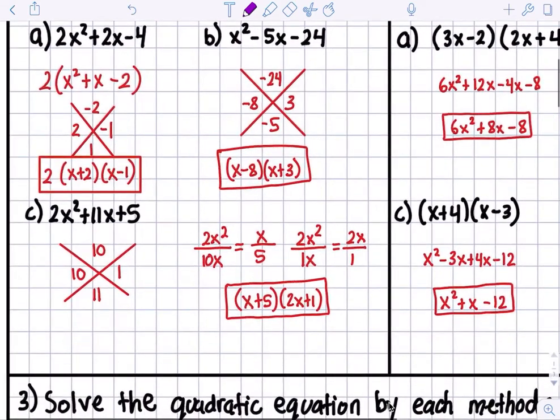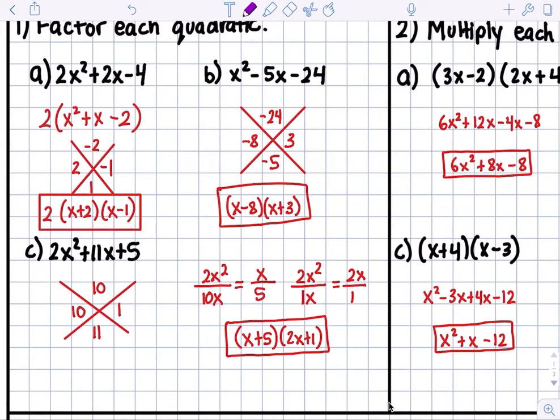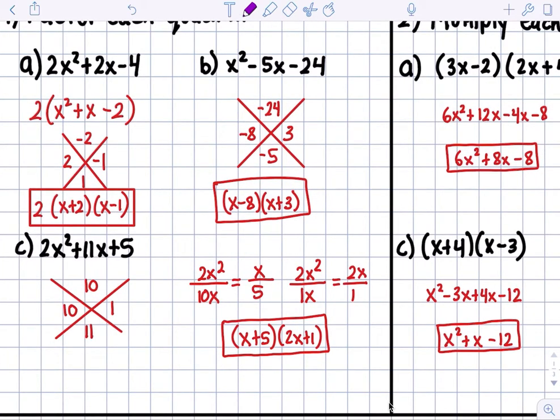Part C. Now to get the top, remember you have to do your a times your c value. So 2 times 5 is 10, and your b value, which is 11, is on the bottom. Two things that multiply to 10 but added together gives you 11 is 10 and 1. Now notice your a value is 2. It's not 1. So when your a value is not 1, you guys, you have to write your first term twice. So 2x squared and 2x squared.